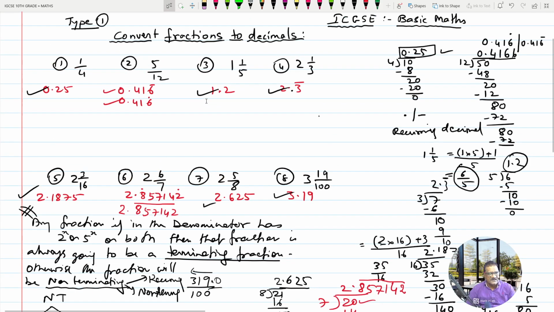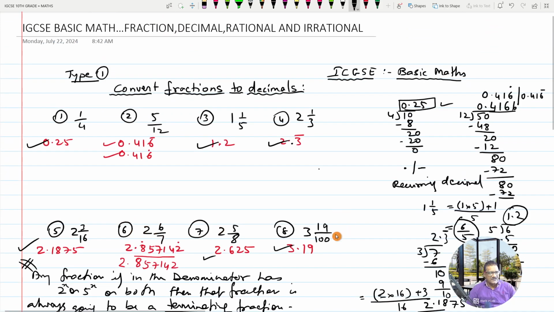Now let us check over here which were the fractions in which we got terminating. Now this 1 upon 4, we got the answer as 0.25, which was terminating. Why did this happen? Because this 4 in the denominator can be written as 2 raised to 2. So this denominator can be expressed as 2 raised to something. Here 12 is the denominator. Now 12 cannot be expressed in any way as 2 raised to something or 5 raised to something, and that's the reason it was a non-terminating fraction.